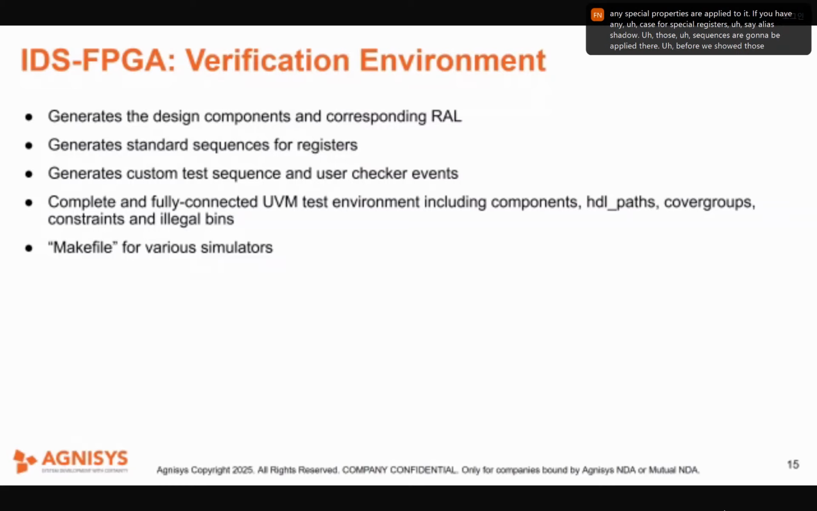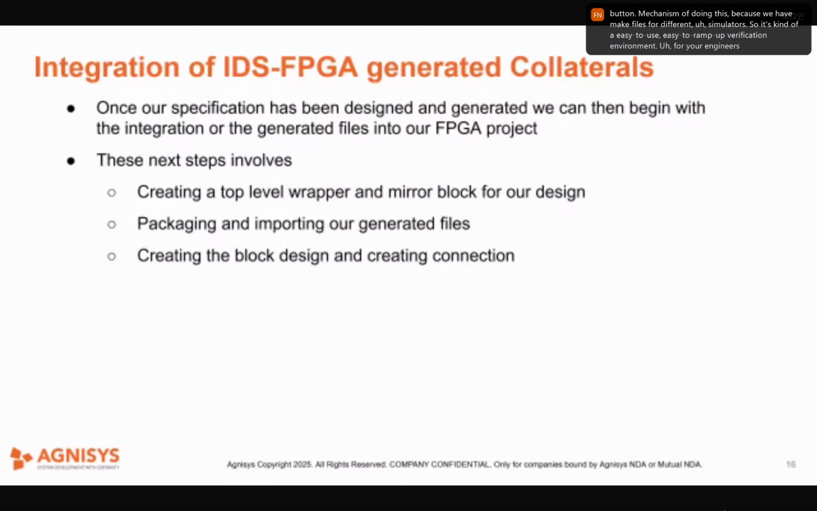Before, we showed those custom test sequences. That's exactly what was shown before in the IDE. Those sequences can also be run in our verification environment. When they're generated, they're also included in the verification environment. And there are other things that can be added in that UVM test environment, including backdoor access through HDL path, different cover groups, constraints, and legal bins. This is a push button mechanism because we have makefiles for different simulators. So it's an easy to use, easy to ramp up verification environment for your engineers.